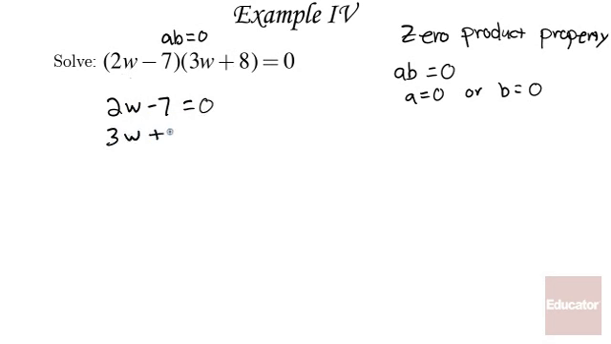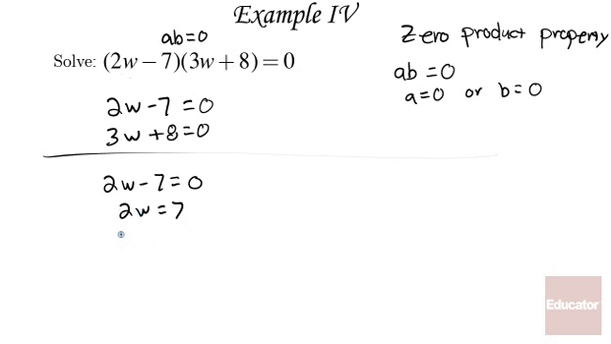And I can also say 3w plus 8 equals 0. So I have these two equations. Now I'm just going to solve the equations. So 2w minus 7 equals 0. Add 7 to both sides to get 2w equals 7. Then divide by 2, just using the skills that we learned in earlier lectures on solving linear equations. If you need review on that, look at the earlier lectures about these skills. Divide both sides by 2 to get w equals 7 halves.